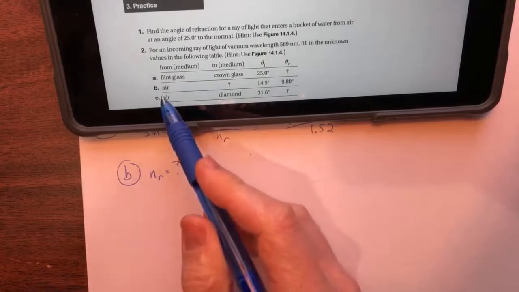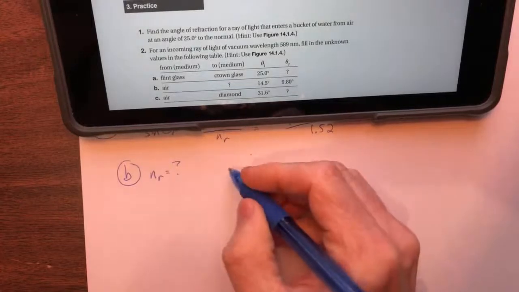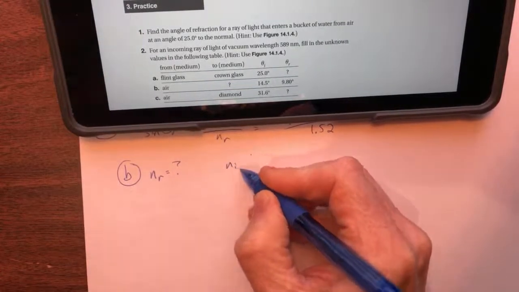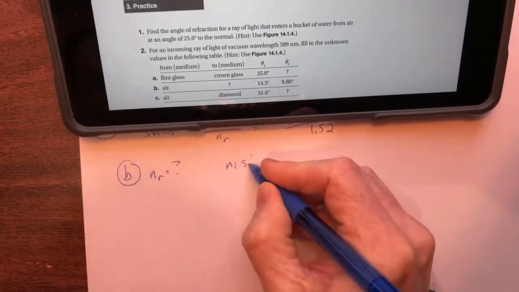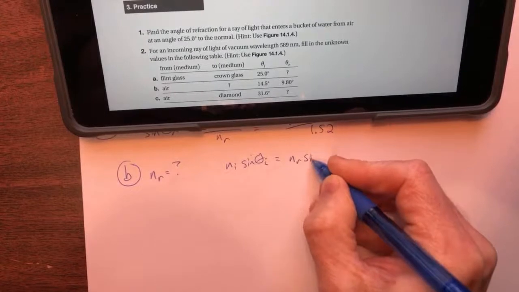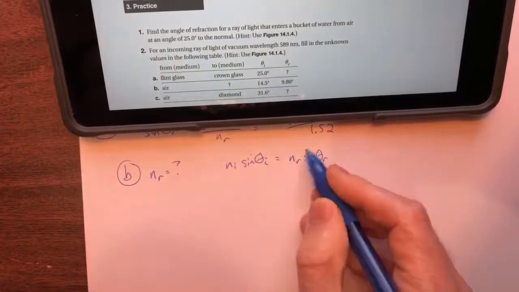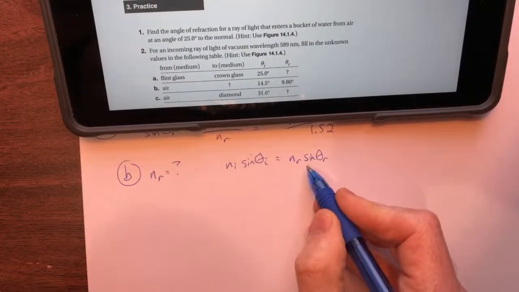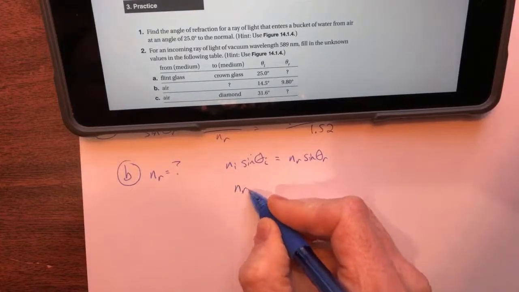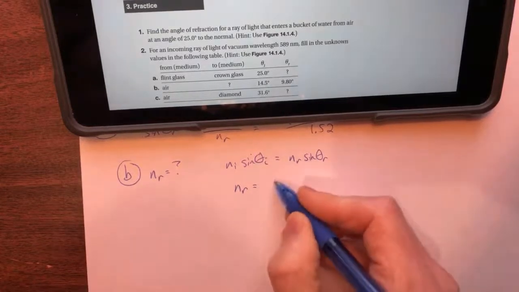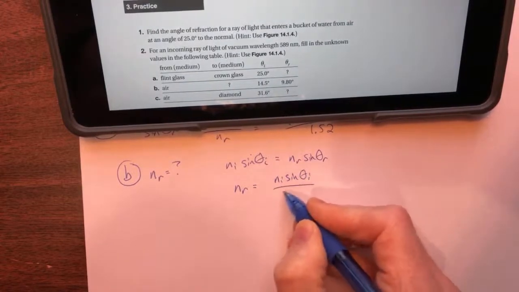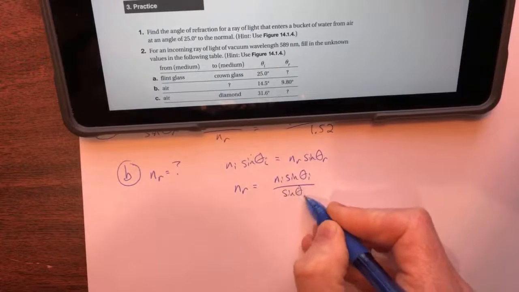So it's coming from air going into something else. So let's go ahead and write out the equation and solve for NR in this case. It's going to be NI sine theta I equals NR sine theta R. Solving for this, we divide both sides of the equation by sine theta R. That gets us NR equals NI sine theta I divided by sine theta R.